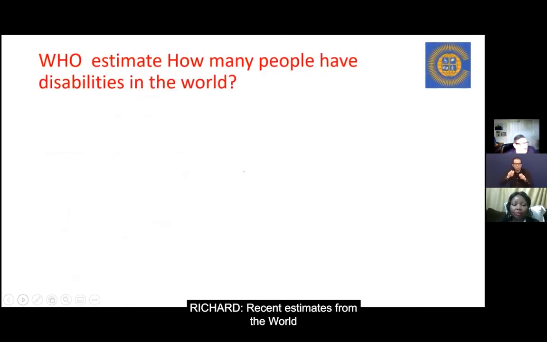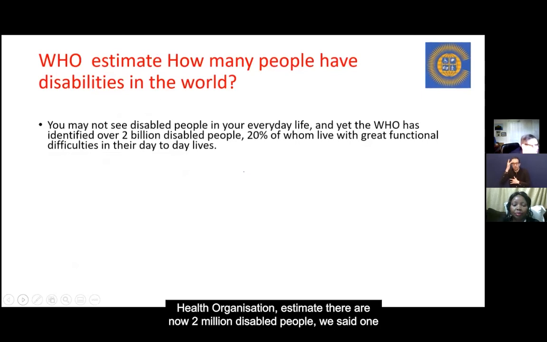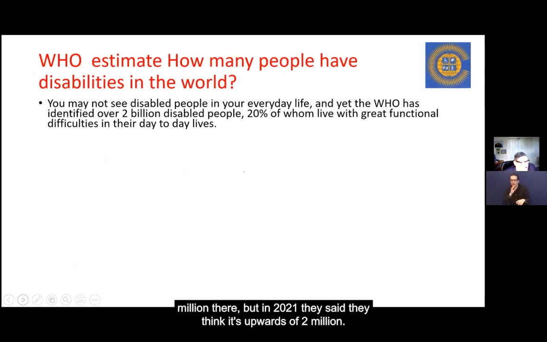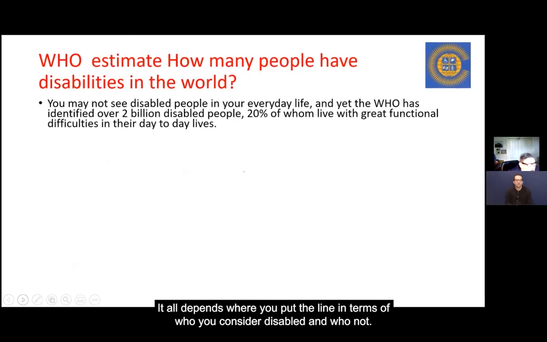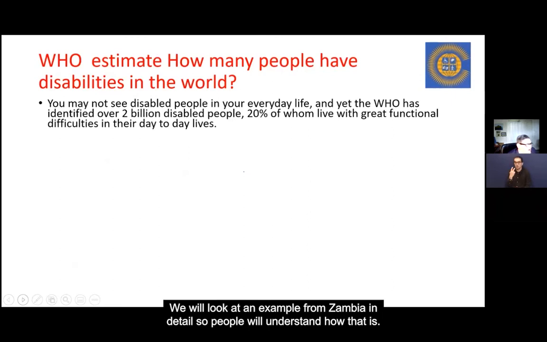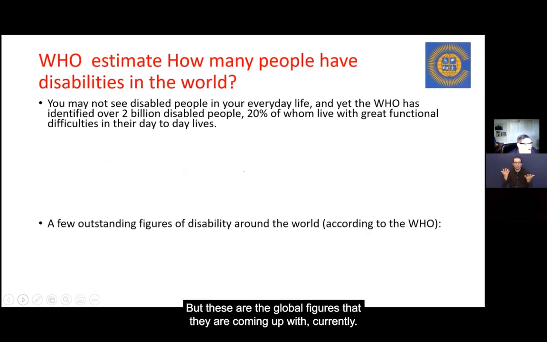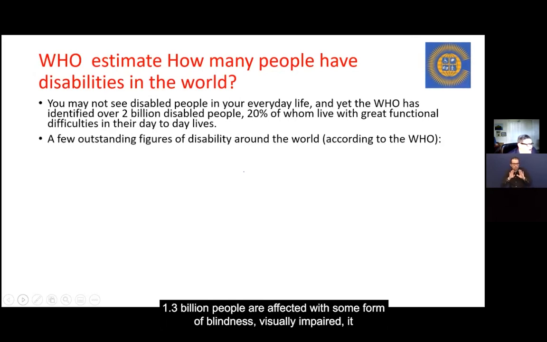Okay. Recent estimates from the World Health Organization say there are now 2 million disabled people. So we said 1 million there, but in 2021, they think it's upwards of 2 million. And this all depends where you put the line in terms of who you consider disabled and who not. And we'll look at an example from Zambia in detail so people will understand how that is. But these are the global figures they're coming up with currently.